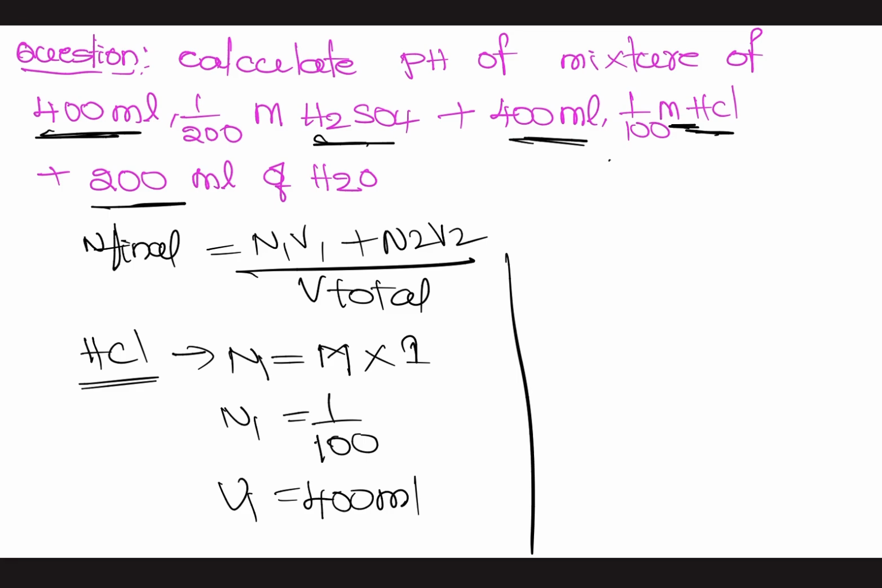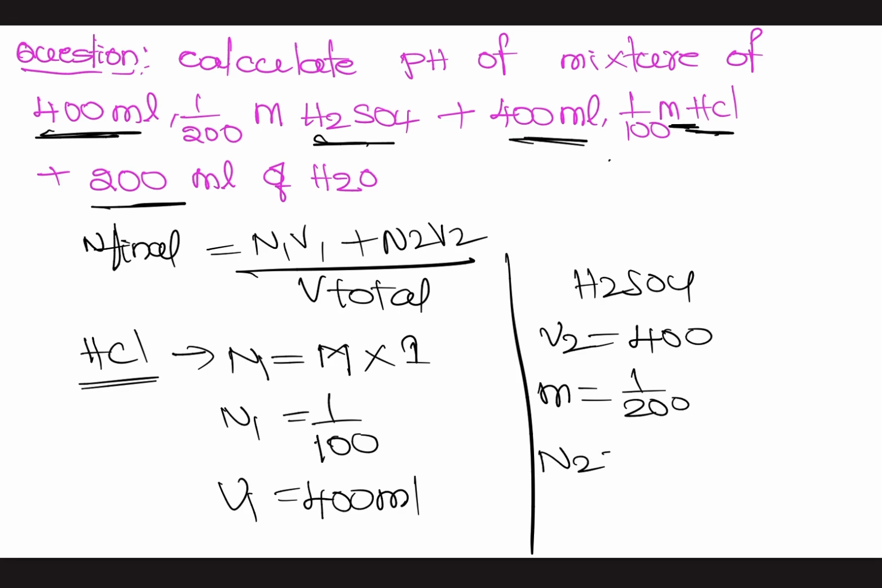Next, you can see H2SO4 here. For H2SO4, the volume V2 is equal to 400 ml. The molarity they have given is 1 by 200, but we want normality. Normality is equal to molarity into N factor, in the sense the number of H plus ions it will give. So it is equal to 2. So the N2 value will be 1 by 100. You can see both acids have a normality of 1 by 100.